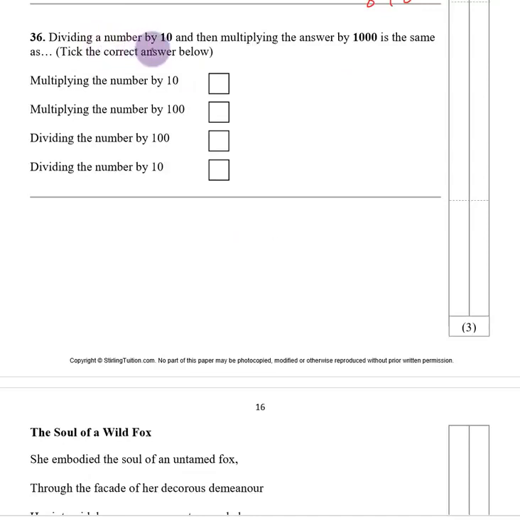Now, number 36. Dividing a number by 10 and then multiplying the answer by 100 is the same as... Tick the correct answer below.